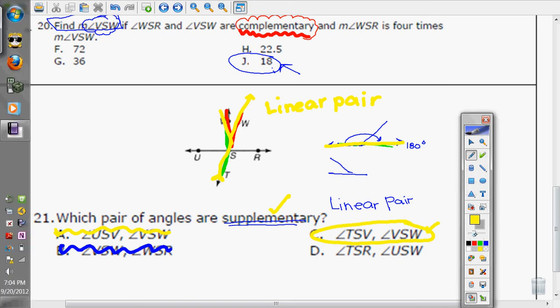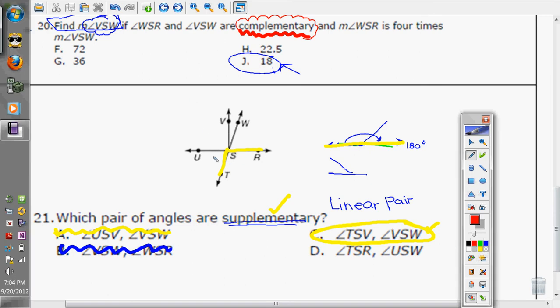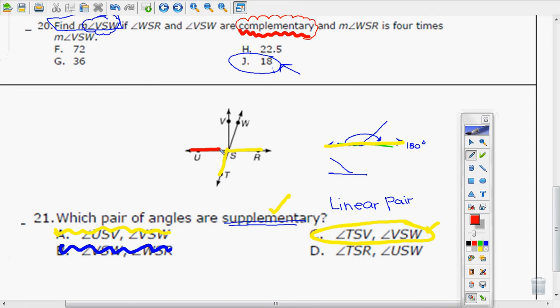Now, of course, your teacher wants you to go and check the other answer as well. So we're going to make sure that we do that. We're going to look finally at answer choice D, which is talking about angle TSR, and compare that with angle USW. And that pair of angles, hopefully you recognize that those are vertical. And vertical angles are equal, they are not supplementary. So congratulations, you have found your answer.